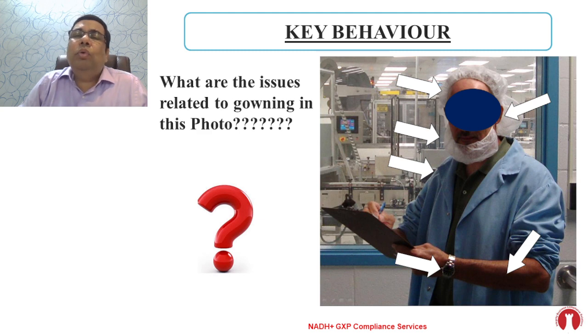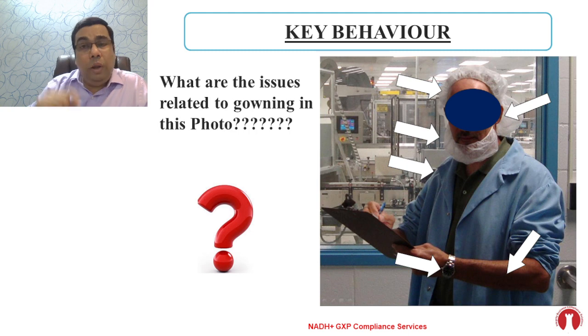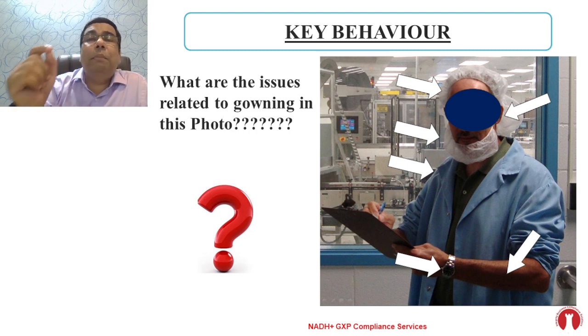So I was discussing the gowning, and here are some examples of the behavior. Now see, you can see here the person followed the gowning. He used the apron, mask, cap, very good. But here, is the behavior right? No, the behavior is not right. That is the reason, you can see, I put the arrows.